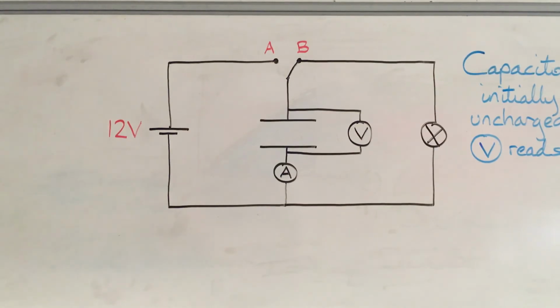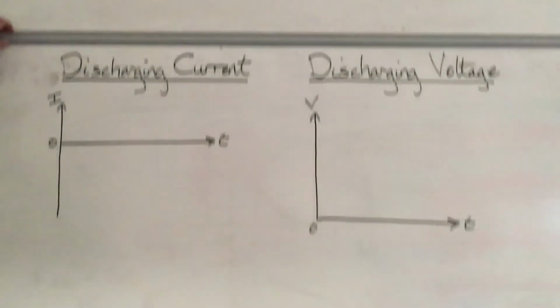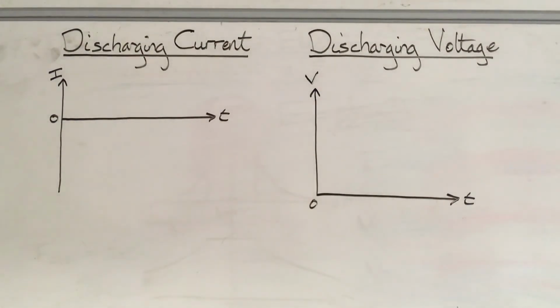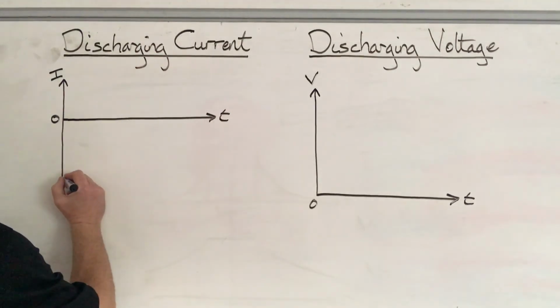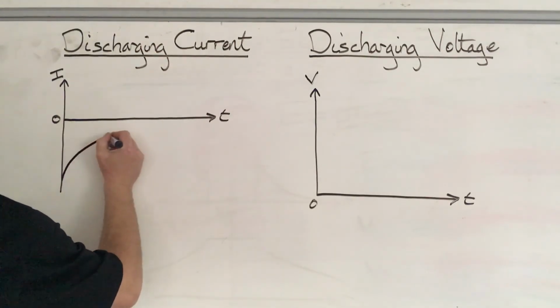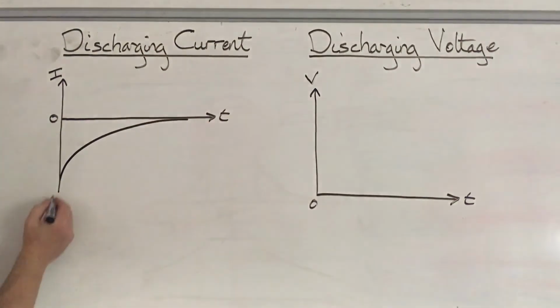But again, when I flick the switch to B, the charge will flow easily to begin with and then decrease as there's less electrons to literally move around the circuit. Go to the graphs. So discharging current, you will see, has a negative aspect to it because it flows in the opposite direction, but similar type shapes. Starts off at a peak, exponential decay, eventually reaching zero.